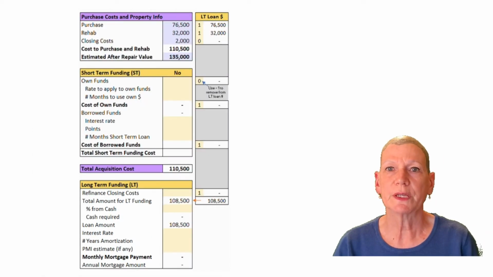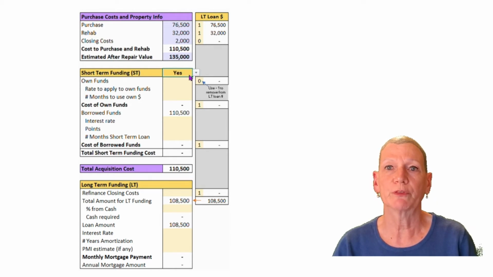For the rest of this video, we're going to look at the situation where you're using both short-term and long-term funding. So in that case, we want to look first here at the short-term funding section, and this is where you can say yes or no. Are you using short-term funding? So in this case, we want to switch this to a yes.